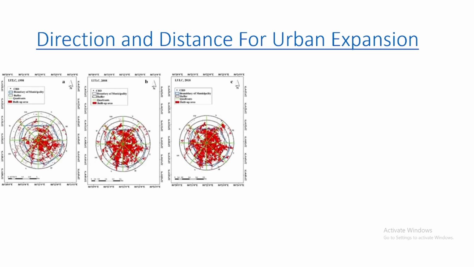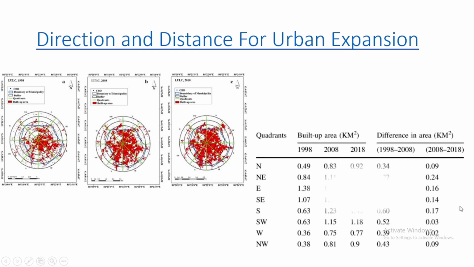So basically if you check, it's one kind of map. In this map we can easily generate the center of the urban CBD, and from here we can create some directions such as north, northeast, east, southeast, southwest, west, and northwest. So we created different directions.